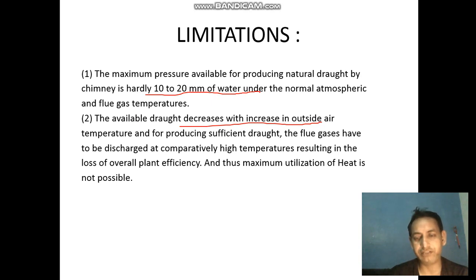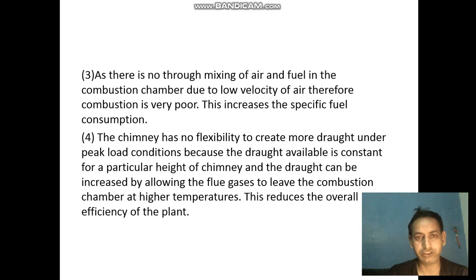When the outside air temperature increases, the draught decreases. But for increasing the draught, we have to eject the flue gases at a higher temperature. That basically decreases the overall efficiency of the plant. So this is the drawback of this natural draught system.